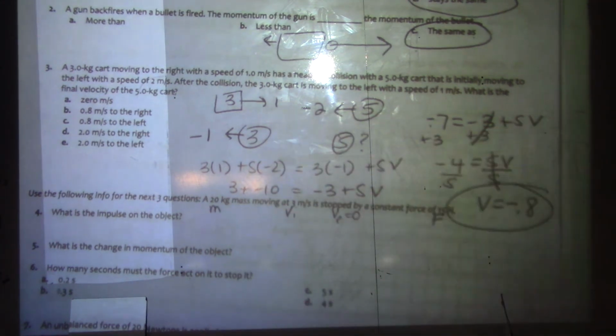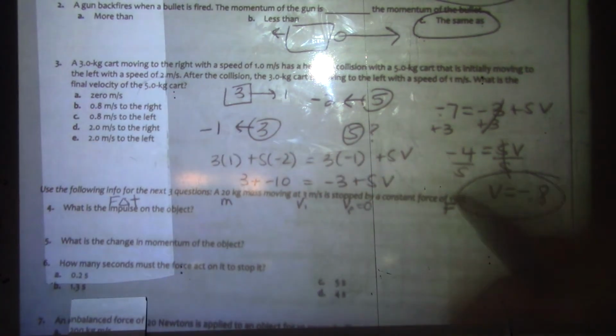Alright, we've got mass, we've got initial velocity stopped, and constant force. The impulse, so we know impulse is F delta T. I have F, but I don't have delta T. I also know F delta T is the impulse, it's also equal to the M delta V, so let's use the M delta V side.